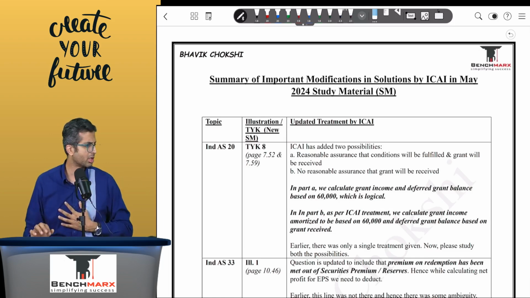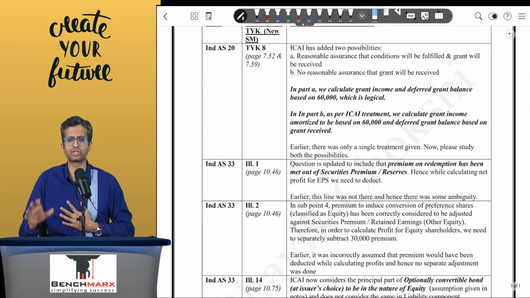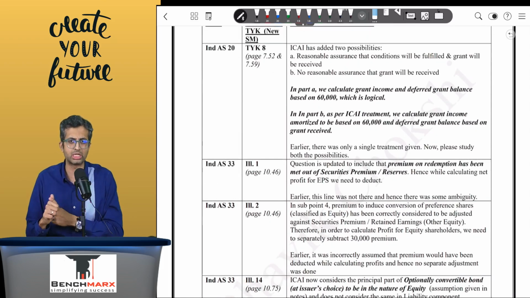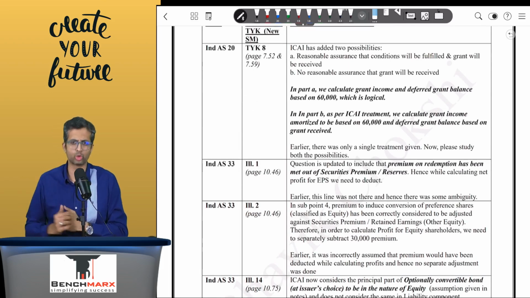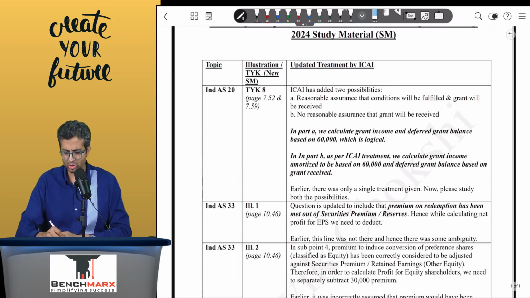Okay, so keeping that into consideration, the major part of these changes pertain to Ind AS 20 Government Grants, Ind AS 33 EPS, and Ind AS 102 Share Based Payment. First we'll discuss Ind AS 20.